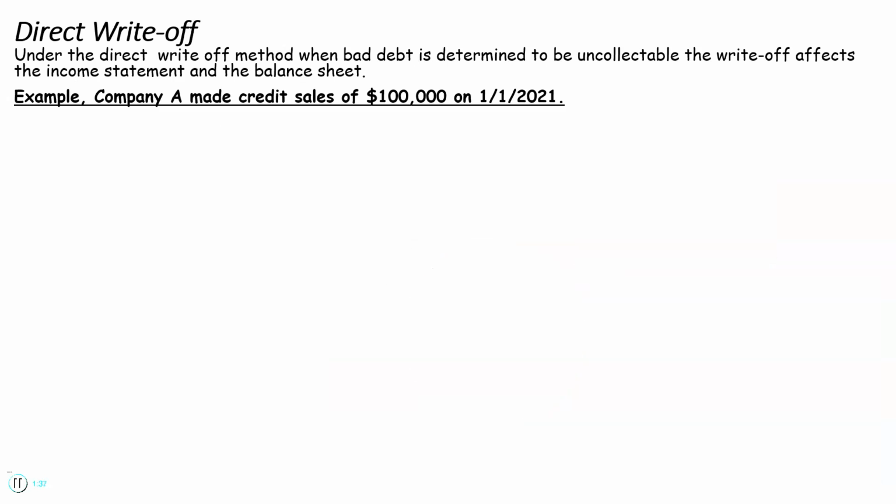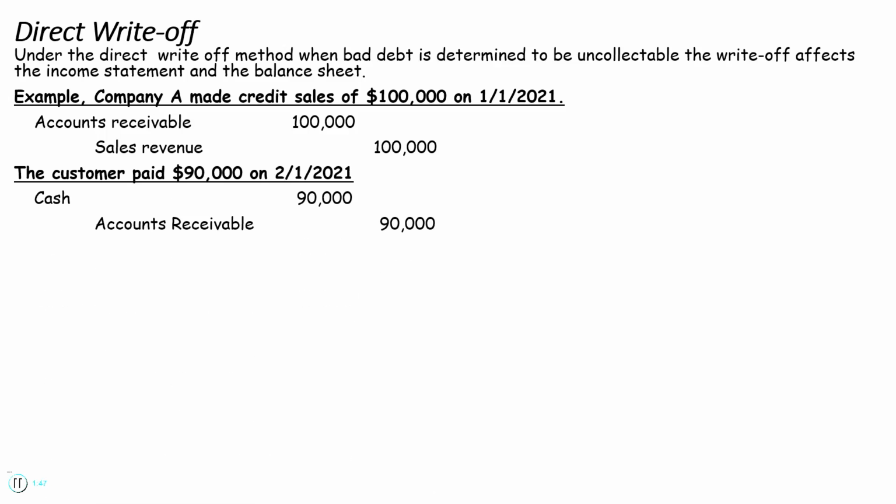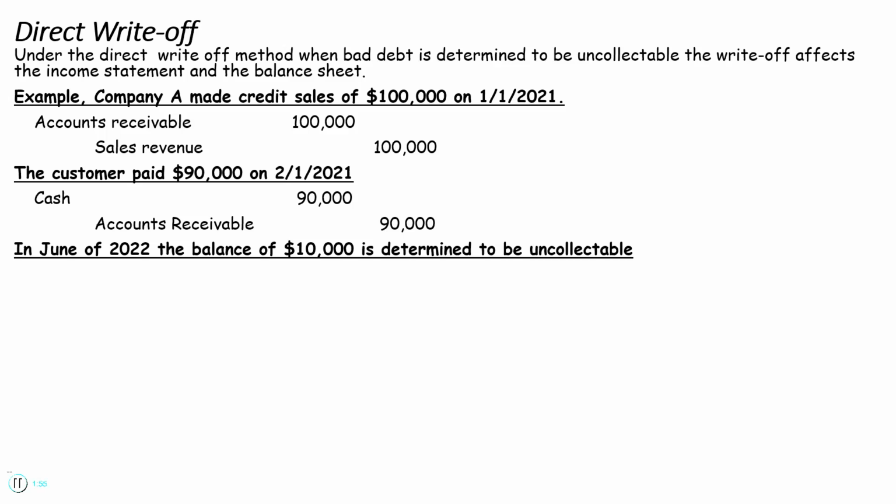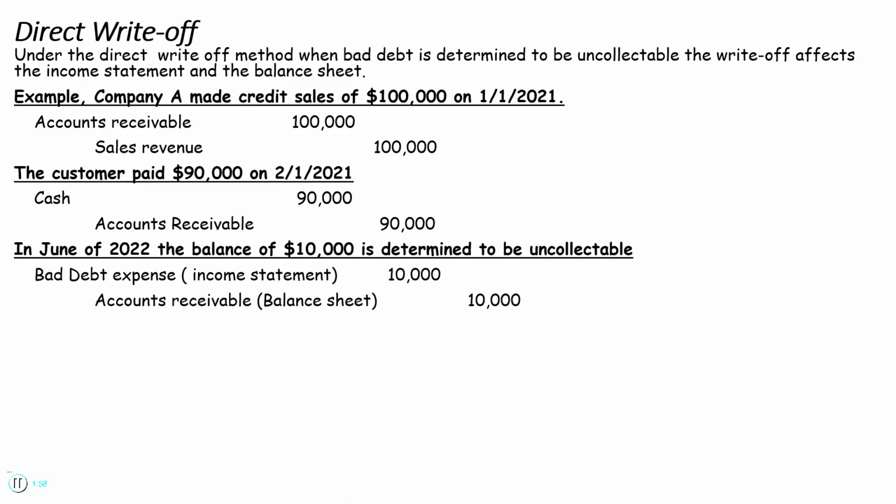Now let's look at an example using the direct write-off method. So we made sales of $100,000 on 1/1/2021. The customer paid $90,000 a month later, and then the balance sat there, and in June of 2022, we determined that it could not be collected. So we write it off. And if you notice, we're going to debit expense and credit accounts receivable. If you notice, though, we booked the revenue in 2021, and now we're booking the expense in 2022. That violates the matching principle.